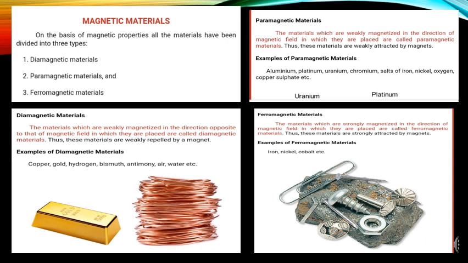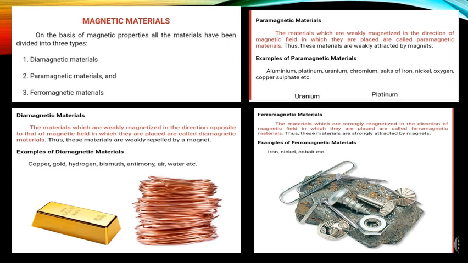And the third type is ferromagnetic materials. What are these ferromagnetic materials? The materials which are strongly magnetized, that means a magnet can attract these materials completely. So with a strong force, these type of materials are attracted towards a magnet. That is why it is called ferromagnetic materials.